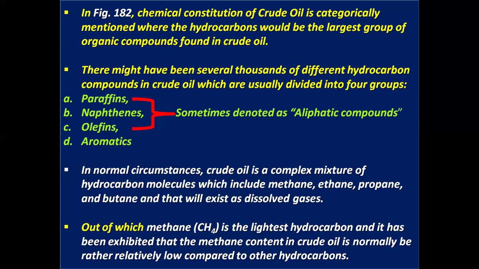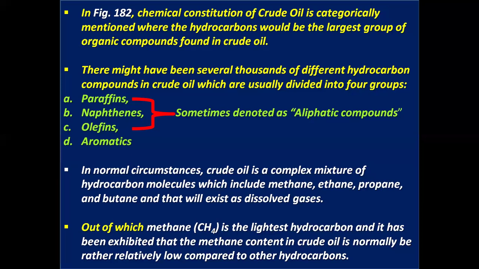There may be several thousands of different hydrocarbon compounds in crude oil, which are usually divided into 4 groups. One is paraffins, number 2, naphthenes, number 3, olefins, number 4, aromatics, out of which the first 3 are sometimes denoted as aliphatic compounds. The first 2 are saturated hydrocarbons, and olefins are unsaturated hydrocarbons but aliphatic in nature.